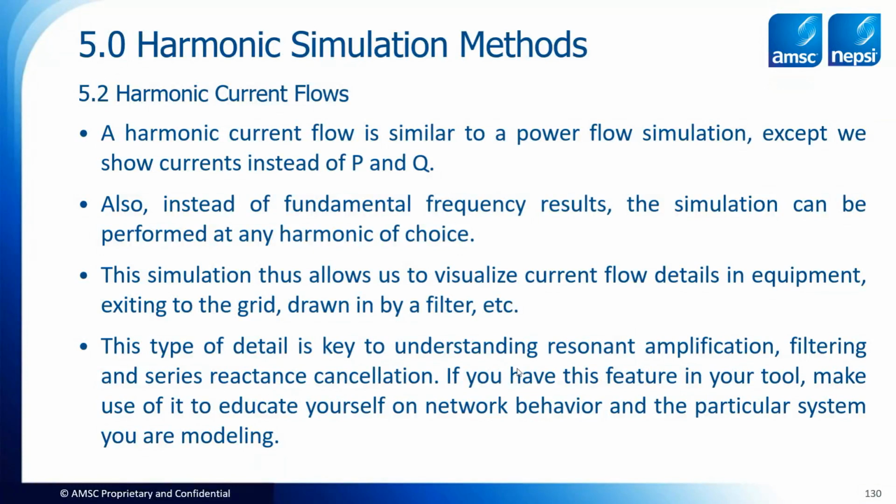And then we'd look in detail as to what exact currents are flowing at that harmonic condition. So this allows us to see current flow details that are going in equipment, exiting to the grid, drawn in by a filter, etc. This type of detail is really key to understanding resonant amplification and filtering and series reactance calculation. With your harmonic tool of choice, whatever it might be, I must hope that it would have a harmonic current flow. Use it to get a good feeling for how your network is responding and what's really going on when it comes to points of resonance.